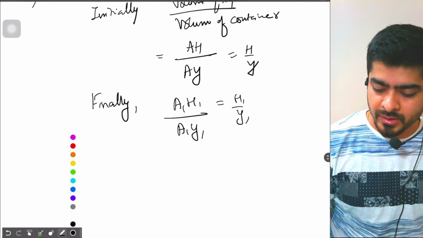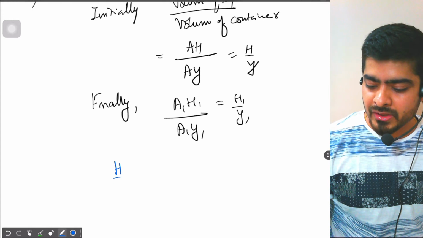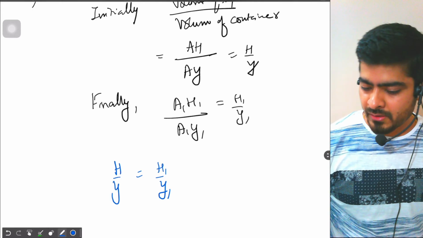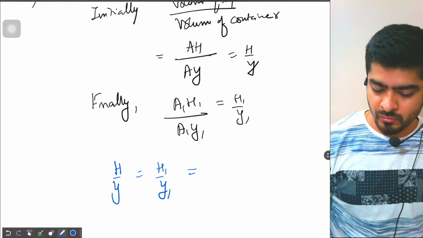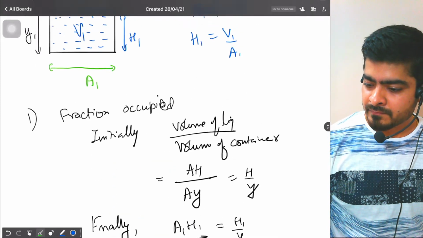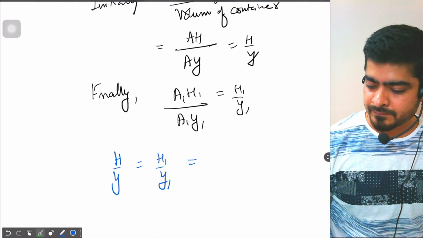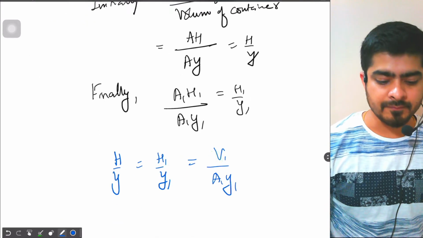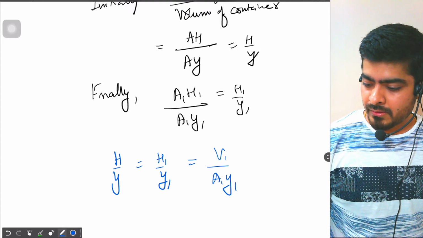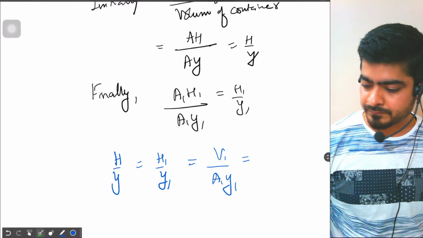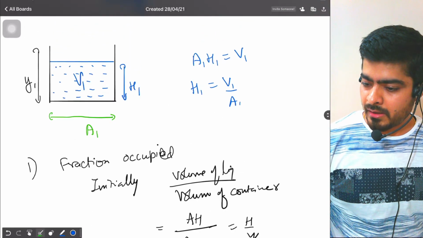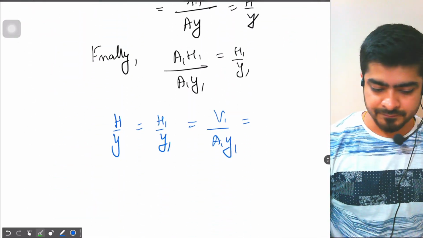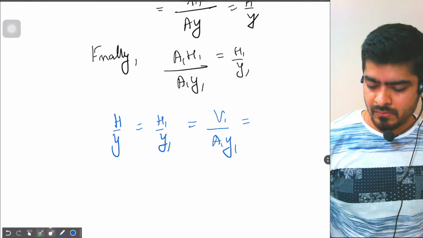So according to the question, what do we have? Initial fraction is equal to final fraction. This is what is given. So just put the values. H1 will be V1 by A1, so this will be equal to V1 by A1 Y1. V1 is V times 1 plus gamma naught delta T. Let's try it over here.